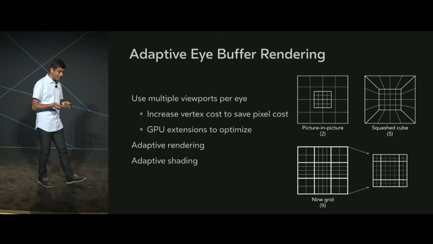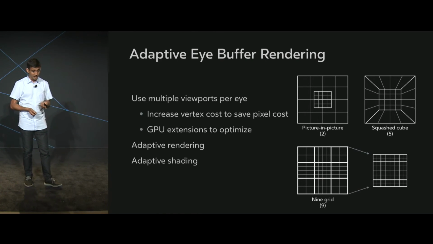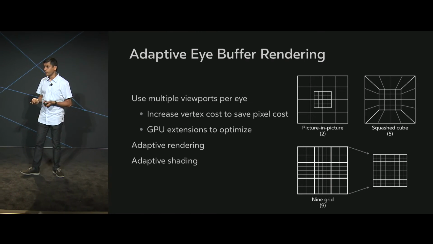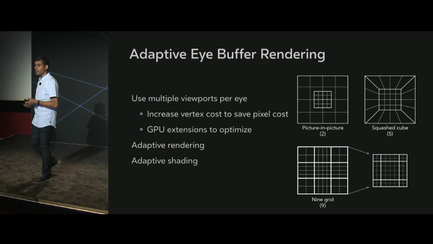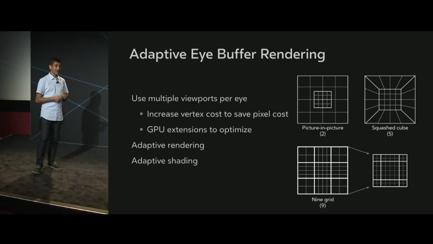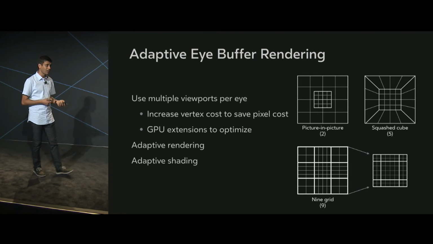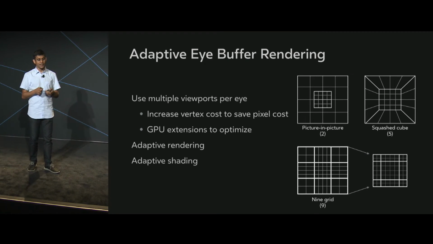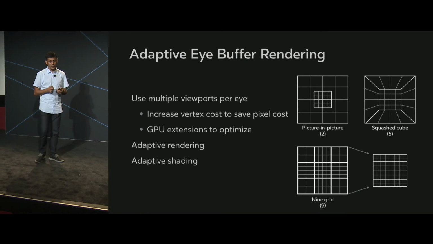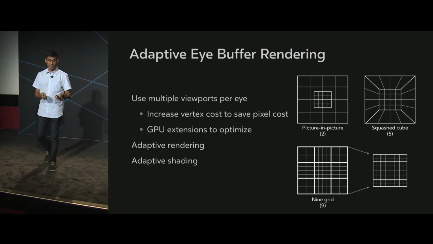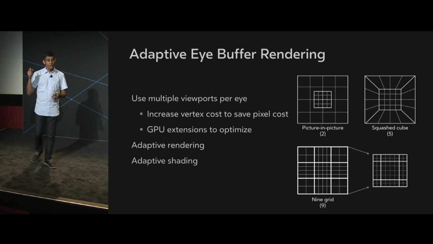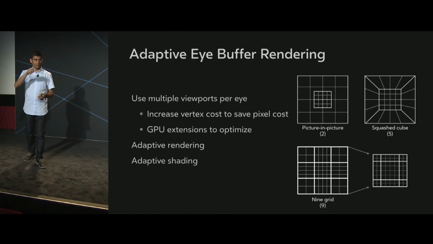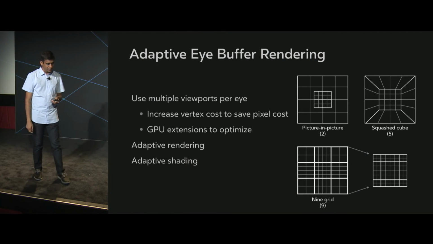And some IHVs have extensions to help with multi-viewport rendering. And then we've been talking with IHVs for the long term of ways to be more adaptive at rendering rates, rasterization rates, or even shading rates, such that we can be more judicious of where we spend GPU resources, such that we can actually reduce the amount of time we spend on the peripheral edges of the eye buffers.